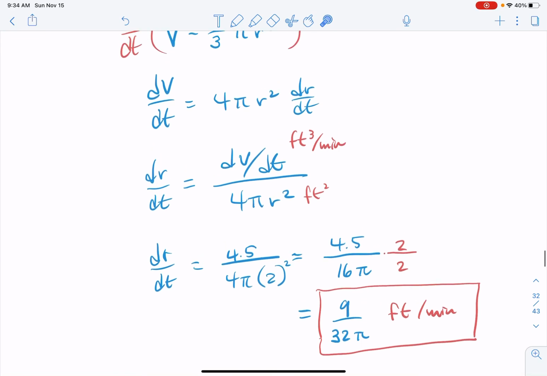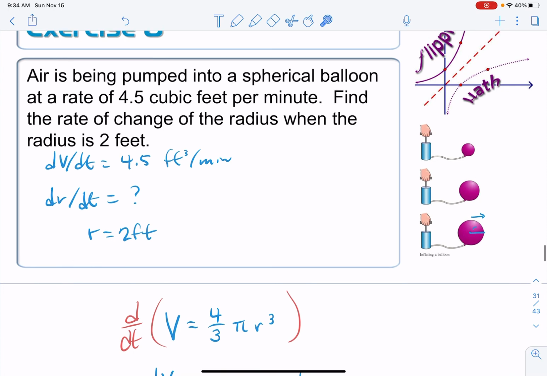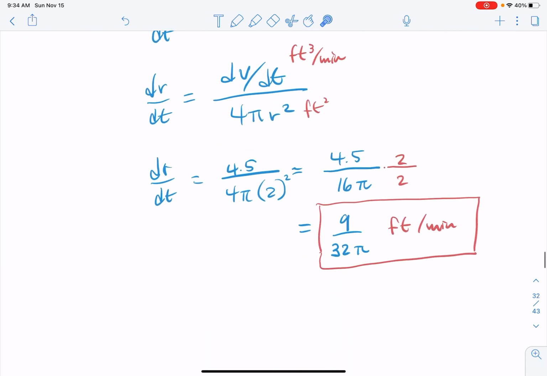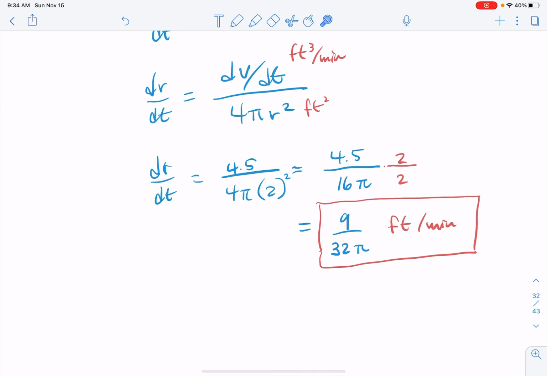All right, so just to recap this. If I had to write some sort of sentence, I would write that at the instant when the radius is 2 feet, the radius of that balloon is increasing at a rate of 9/32 pi feet per minute.